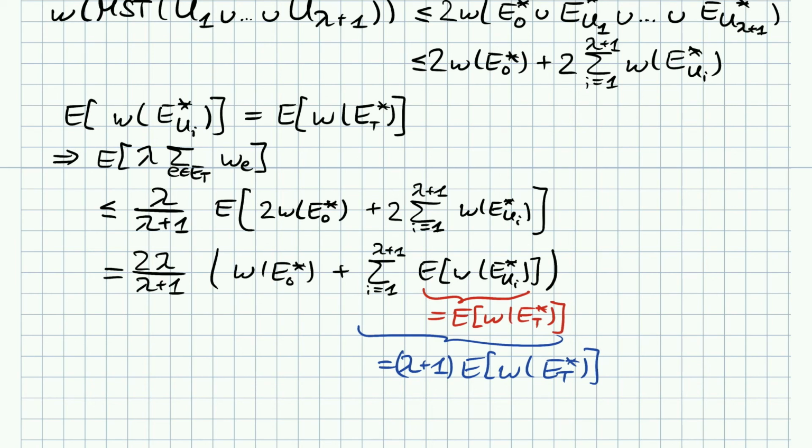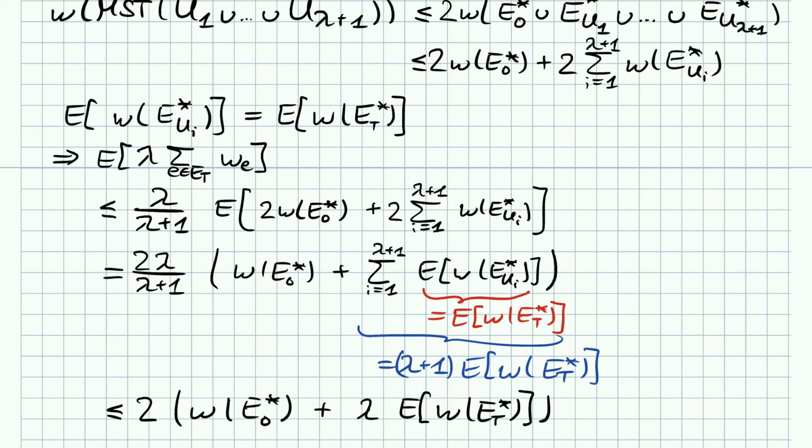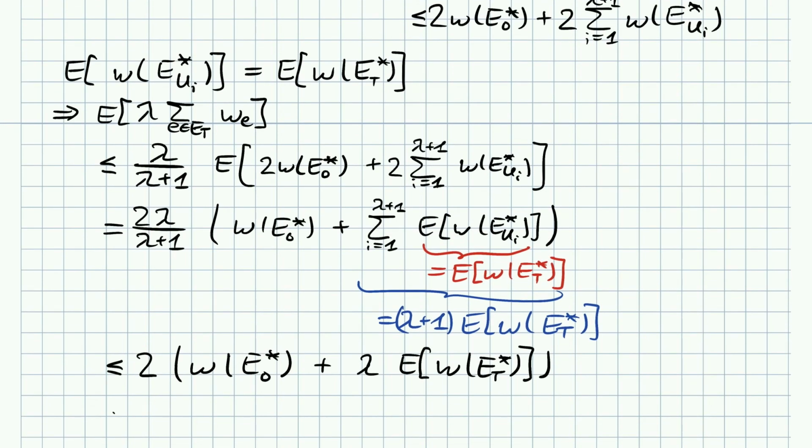And this now helps us replace this lambda plus 1 by lambda. So this here is at most 2 times the weight of what the optimal policy spends in the first stage plus lambda times the expectation of the weights for the second stage. And this is exactly 2 times Z star.